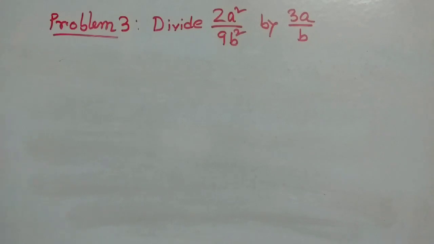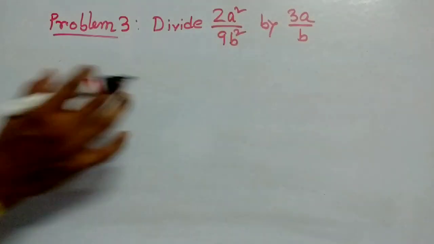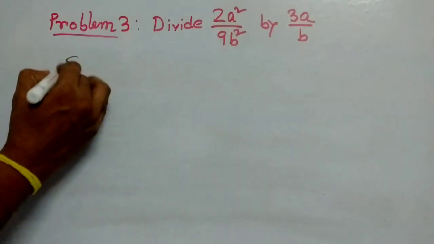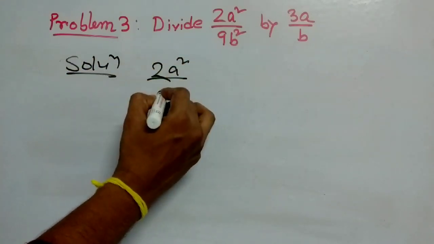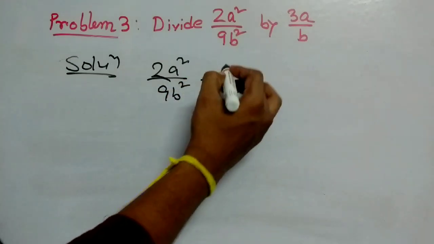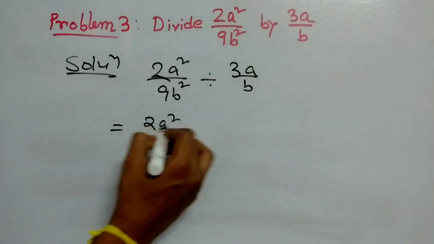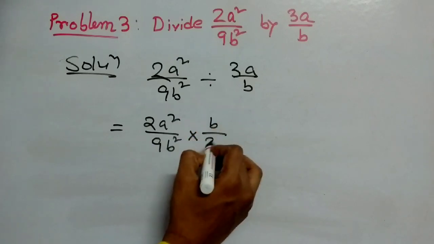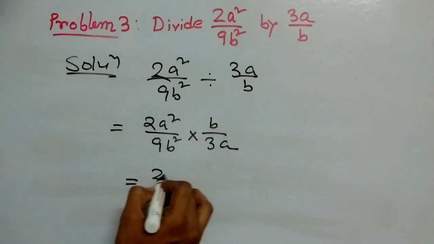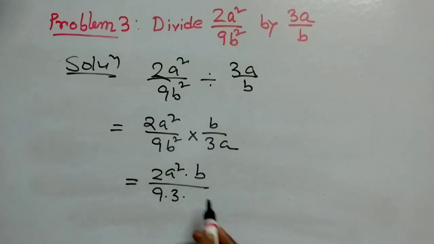Let's go for another problem. Divide 2a square by 9b square by 3a by b. So this will be solved in the same way, that is 2a square by 9b square divided by 3a by b. So this is equal to 2a square by 9b square into b by 3a. This is equal to 2a square into b by 9 into 3 into a into b square.